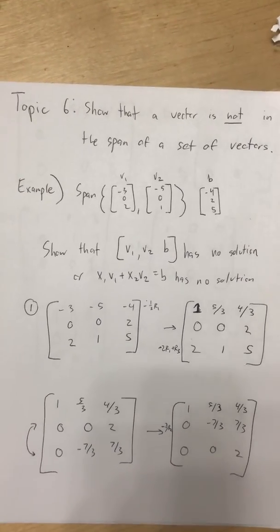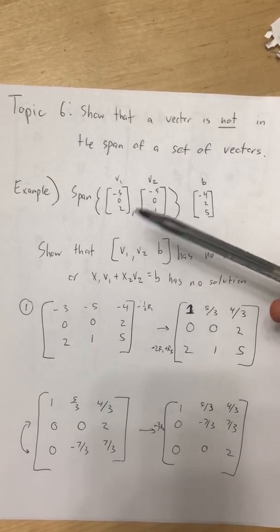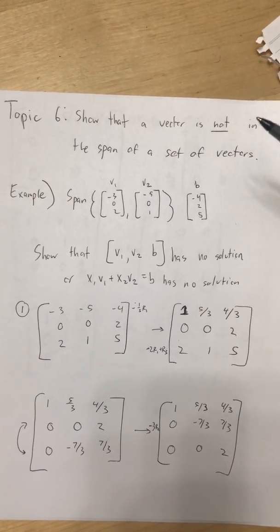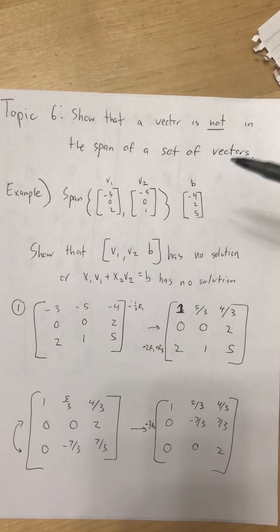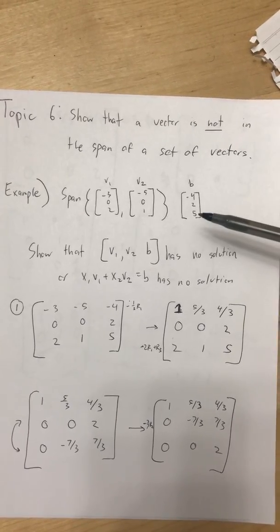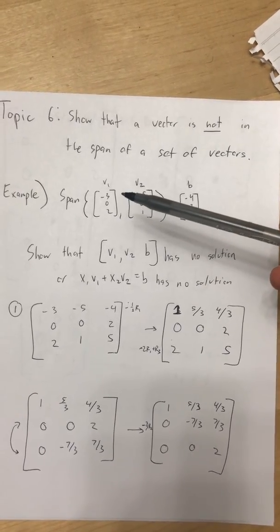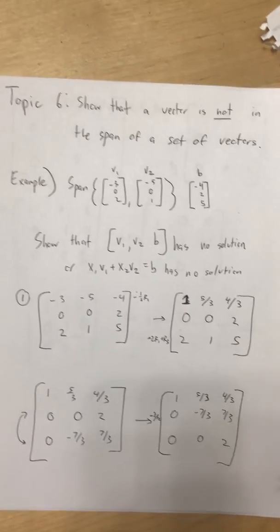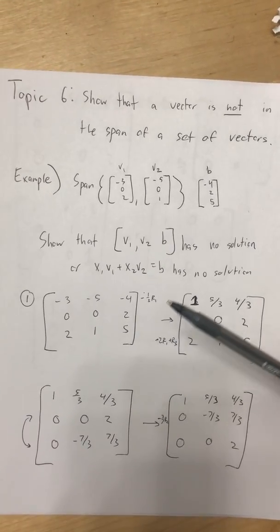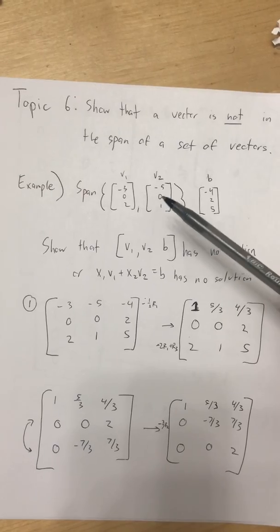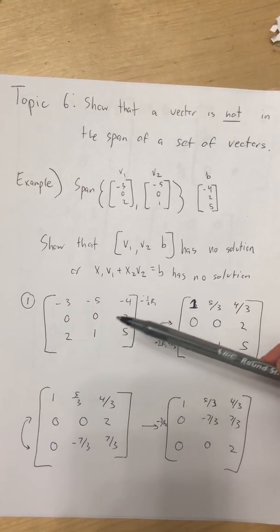As an example here, we have a span of two vectors, v1 and v2, and we have a b vector, and we're trying to show that the b vector is not in the set of span of v1 and v2. So the first thing that we have to do is turn these two vectors, along with b, into an augmented matrix.